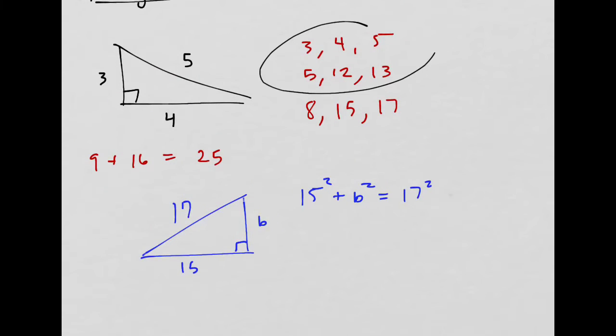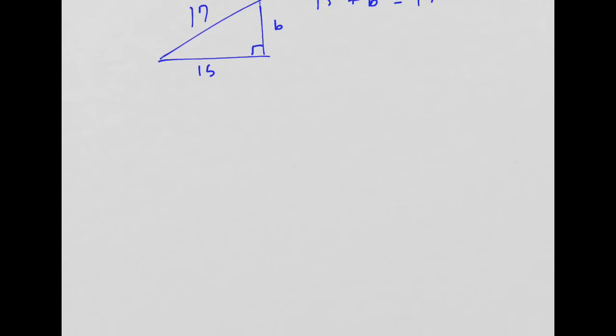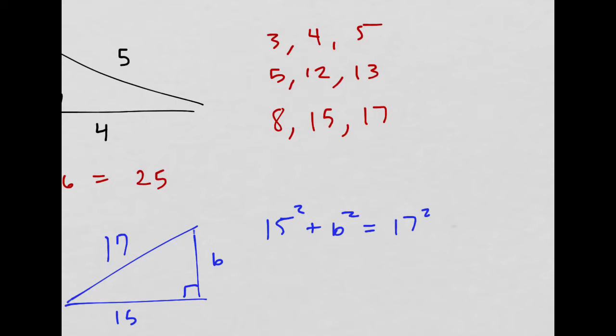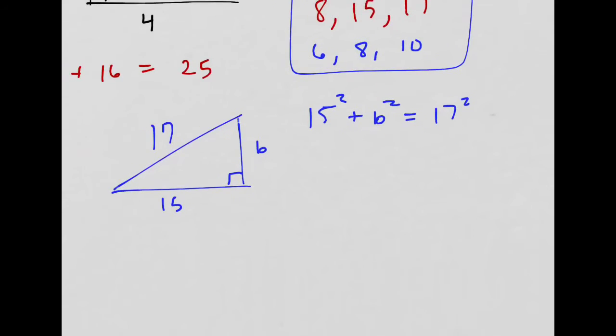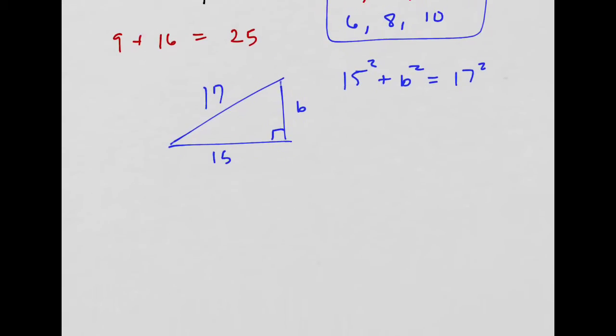I think 3, 4, 5, that's easy. That comes up a lot. 5, 12, 13, and 8, 15, 17. Okay, well, yeah. 6, 8, 10 is another one. I'm going to write that one down. That one comes up often. Those are some of the Pythagorean triples, and there's many more.